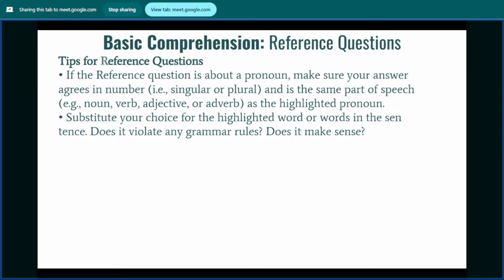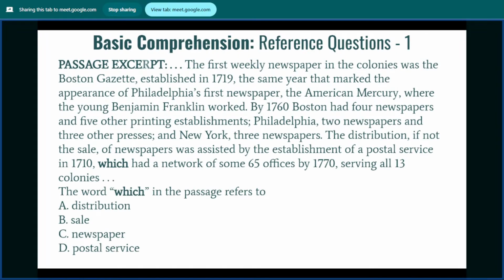Okay? For example, the question that we just looked at. The distribution, if not the sale, of newspapers was assisted by the establishment of a postal service in 1710, which had a network of 65 offices by 1770, serving all 13 colonies. Now, they're asking you the word "which" in the passage refers to what?